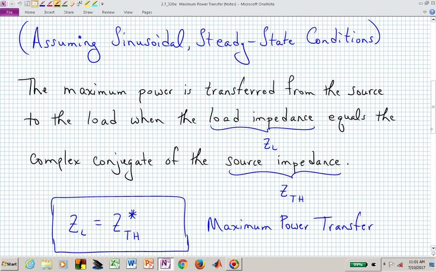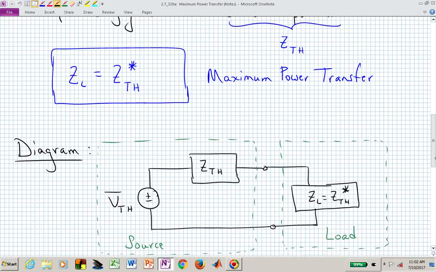As I just said, the maximum power will be transferred from the source to the load when the load impedance, which I'm denoting as capital Z sub capital L, equals the complex conjugate of the source impedance, capital Z sub capital TH. So if you have the ability to adjust the load impedance, and you know what the source impedance is, then to transfer the maximum amount of power from the source to the load, you would select that load impedance to be equal to the complex conjugate of the source's impedance.